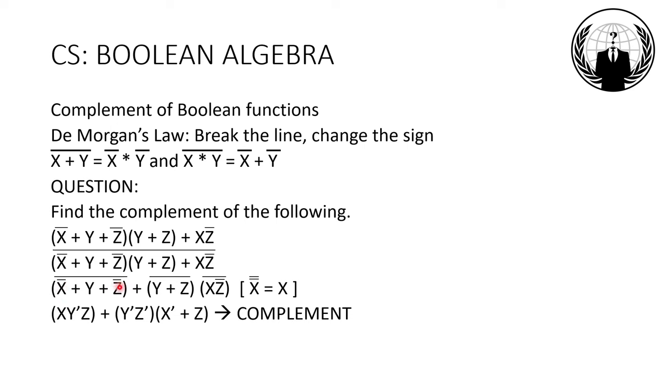Then here we will again break the line and change the sign. So plus has been changed into multiplied, and plus remains the same as it had already been changed from multiplied to plus. Then x double complement is equal to x by the involution law, y complement will come, then z double complement is equal to z, y complement, z complement, then multiplied by x complement, and z double complement is equal to z. So here we have found the complement of the given Boolean function.